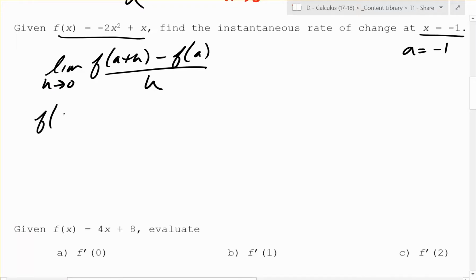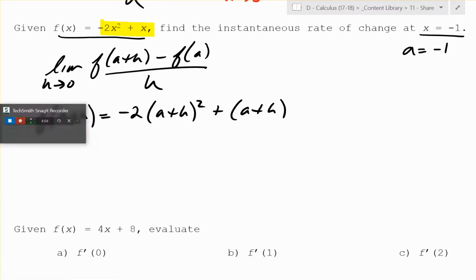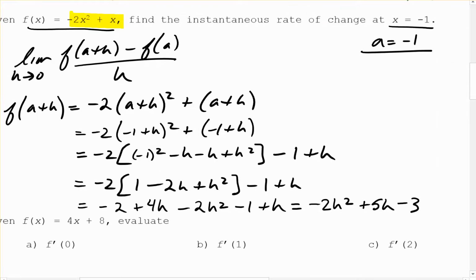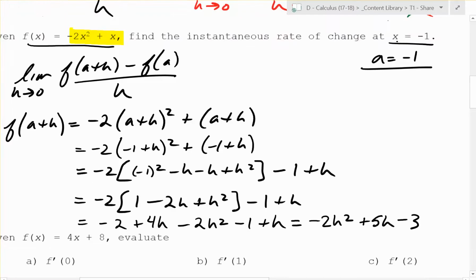So we're doing f of a plus h. Well, that's going to be -2 times a plus h squared plus a plus h. It's a little more complicated than before. We are plugging a plus h into the function right there. We do this out by first plugging in -1 for our a value. We plug that in. Careful with that -2, it stays out front. And you do it all out, and you will end up with -2h squared plus 5h minus 3. So that is this part right here.